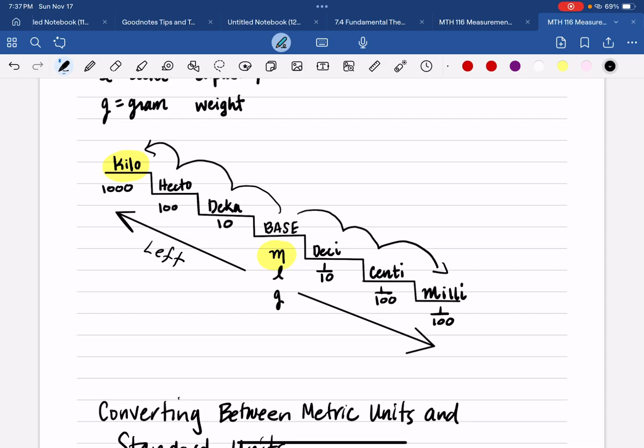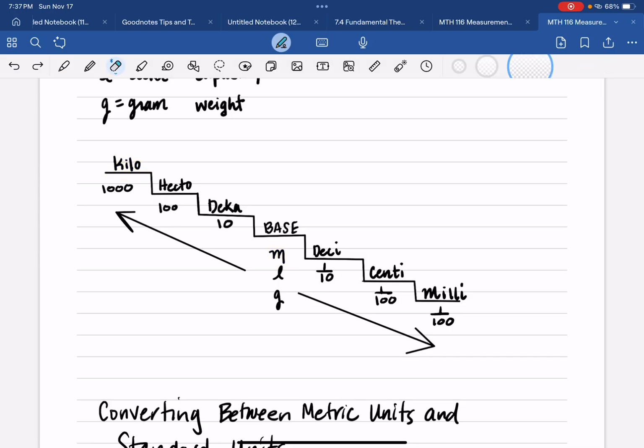Now, you don't always necessarily have to start on the base. You could start at centimeters and change to hectometers the same way. So if you started at centimeters, you would be here. And if you're moving to hectometers here, then you just take your decimal 1, 2, 3, 4 places to the left. So just follow the stair step left to right.